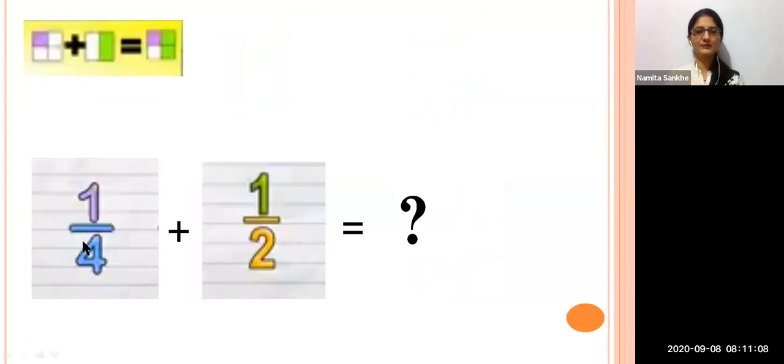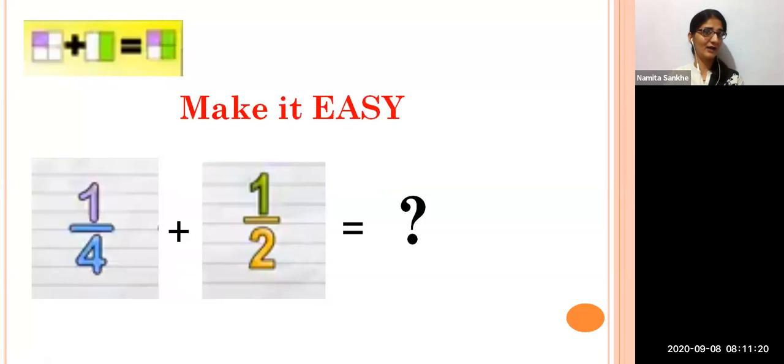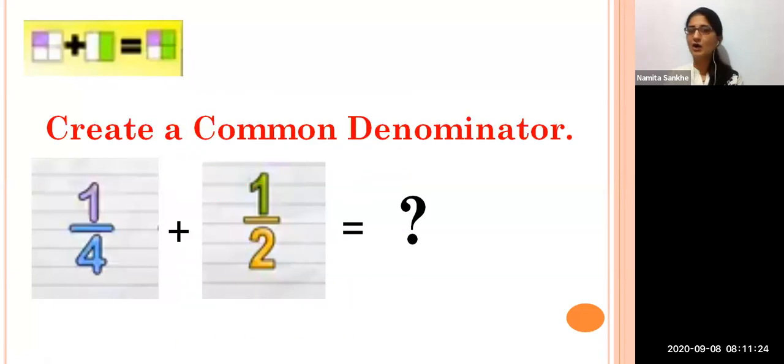Now see, children, here, as in addition of like fractions, we know that the denominators are common. So it is very easy. So here also we have to make it easy for us. So how to make it easy? We will create a common denominator, correct? Now you have learned how to find the common denominator. You need to find the LCM of the denominators. You know how to find LCM, right?